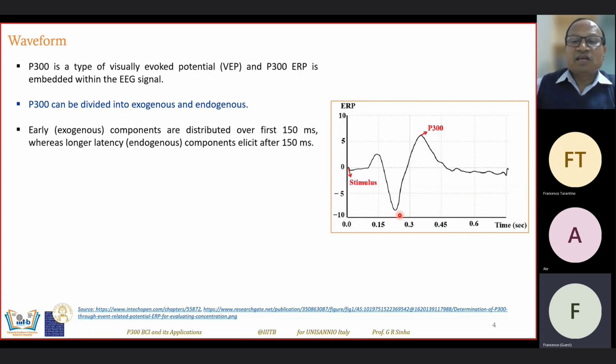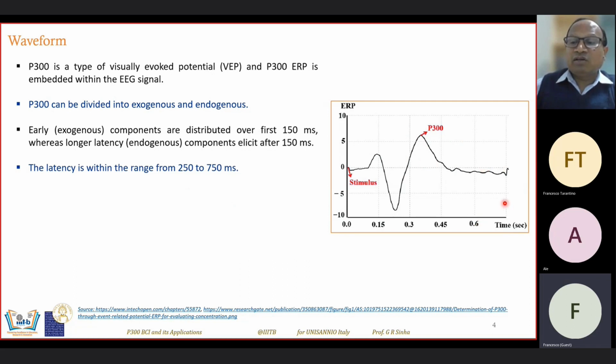This is P1 and this is N1. Till this 150 milliseconds, the components are minor, whereas the longer latency components are called endogenous. See the latency, which is longer. These components are elicited after another 150 milliseconds, so the total is 300.